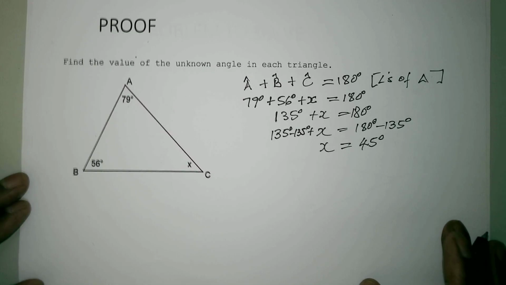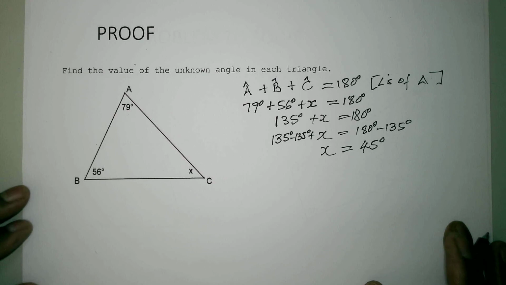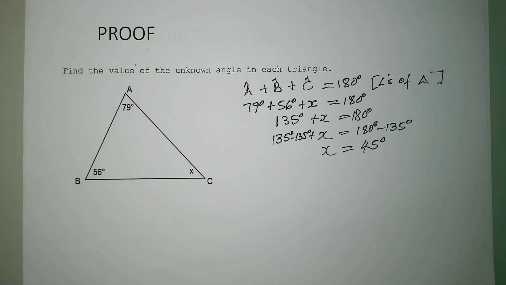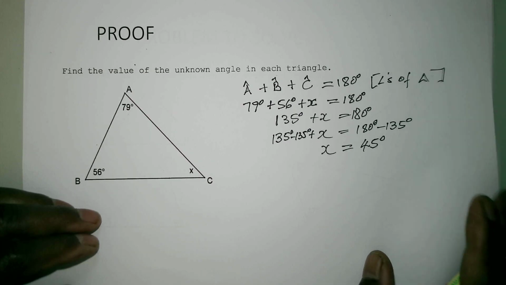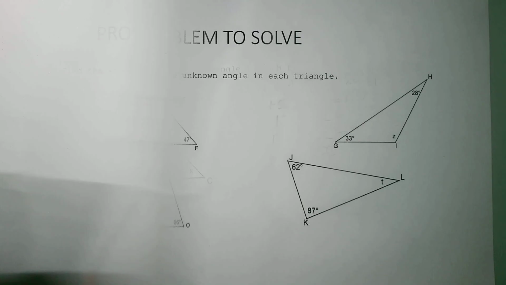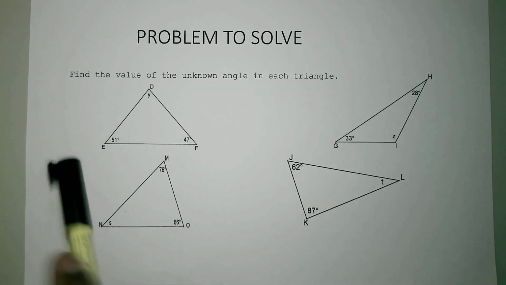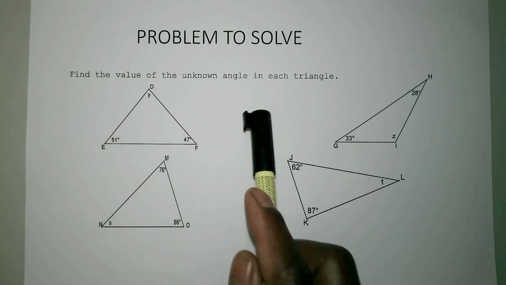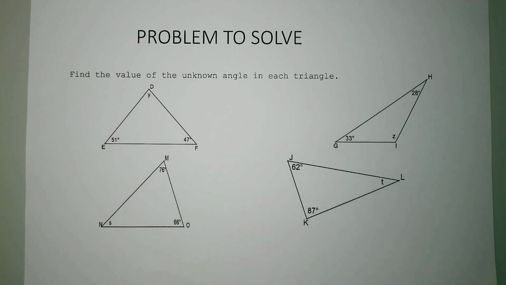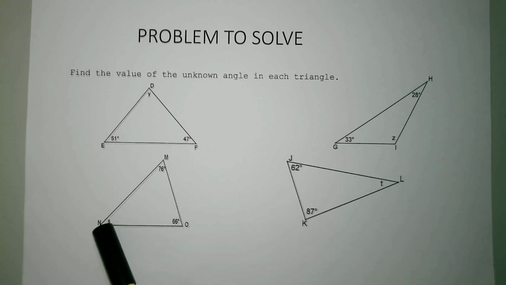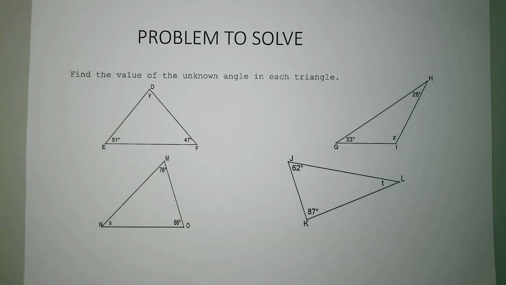I also want you to do something on your own. These are some of the problems that I want you to do. Find the value of the unknown angle in each triangle. The unknown here is Y, the unknown here is Z, the unknown here is S, the unknown there is T. Copy this diagram quickly. You can copy one and solve, and then you replay the video.